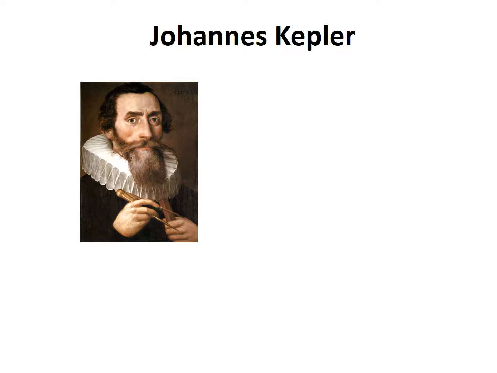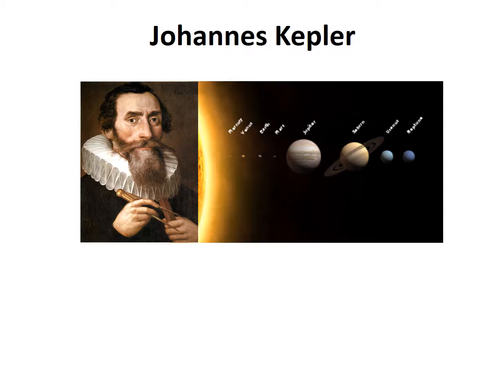Tycho didn't have the mathematical wherewithal to develop a model of planetary motion that could match the precision of his data, so he hired a mathematician, Johannes Kepler, to analyze his voluminous data, by hand, of course. After years of analyzing Tycho's data of the position of Mars against the background stars, Kepler discovered that 2 key assumptions that had previously been made about planetary orbits were wrong.